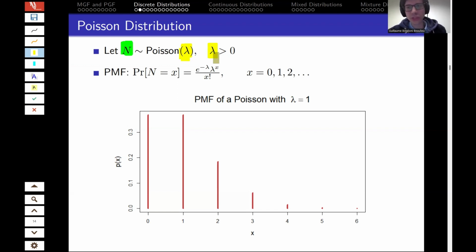Of course, you know that a discrete distribution means that the possible values for the random variable are countable, and in the case of the Poisson, the possible outcomes are all the non-negative integers 0, 1, 2, etc. Now, the probability mass function is just the probability that N takes a specific value, little x, given by e to the minus lambda, lambda to the x, divided by x factorial.